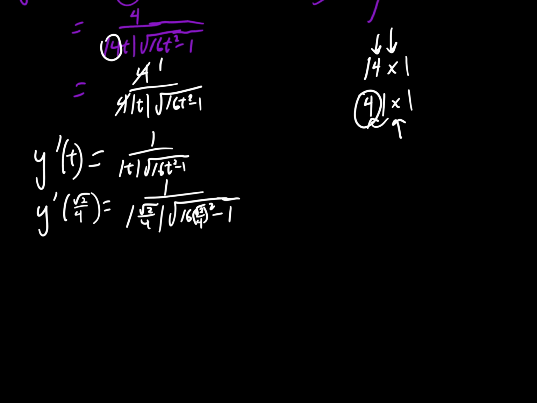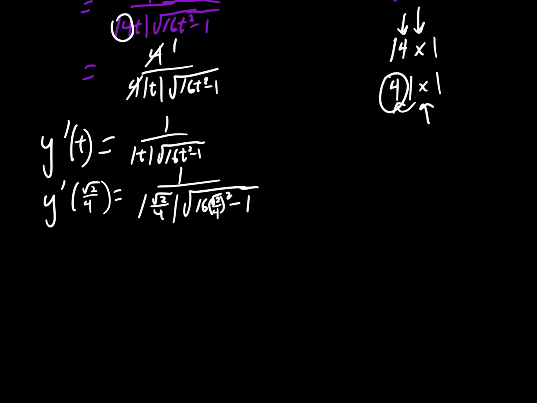Let's move this up so we have some room. All right, we got some fractions. Let's take care of what we can here first. The absolute value of radical 2 over 4 is radical 2 over 4. And in here, that was easier than you thought, right? Well, what do we have? We have 16. Now we have to square. So radical 2 times radical 2 is 2, and 4 times 4 is 16.